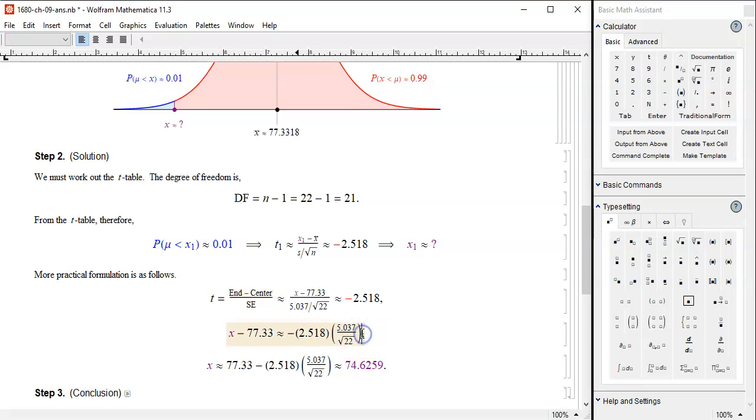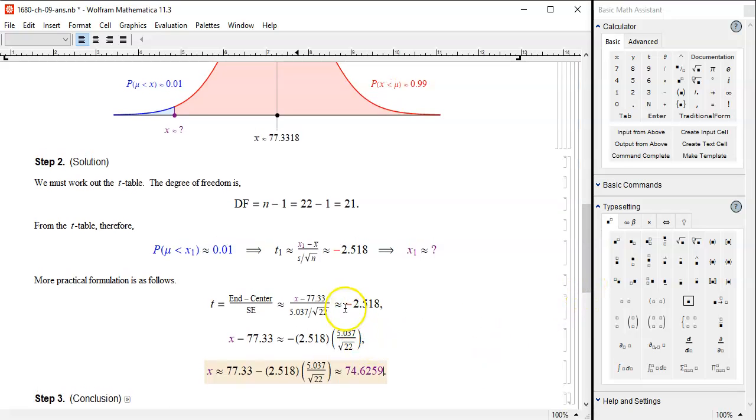So let's solve this equation. First, flip the denominator to the other side, so t-score times SE. And then flip this center value to the other side, and we have this computation: center value 77.33 minus t-score of 2.518 times SE. If you calculate it, you're going to get this value, 74.65 something.